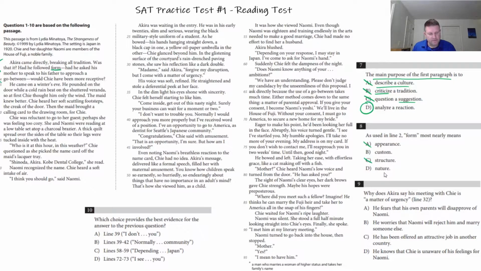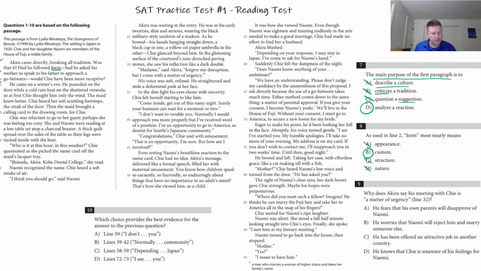So D, had he followed nature? No. The other thing, guys, is when you plug in this answer, it has to work perfectly as a replacement for the word in here. So had he followed nature? No. Had he followed custom? Yeah, that actually works. So B is perfect.